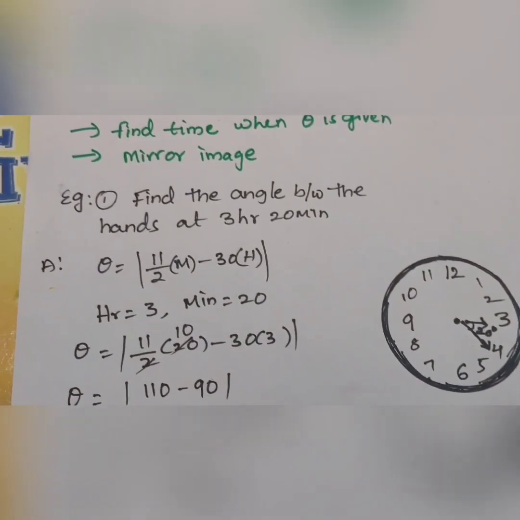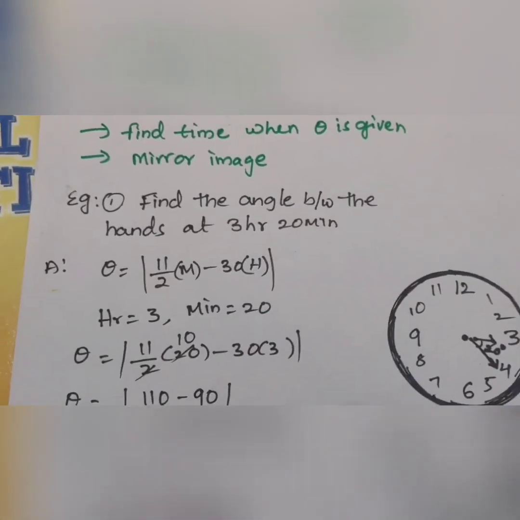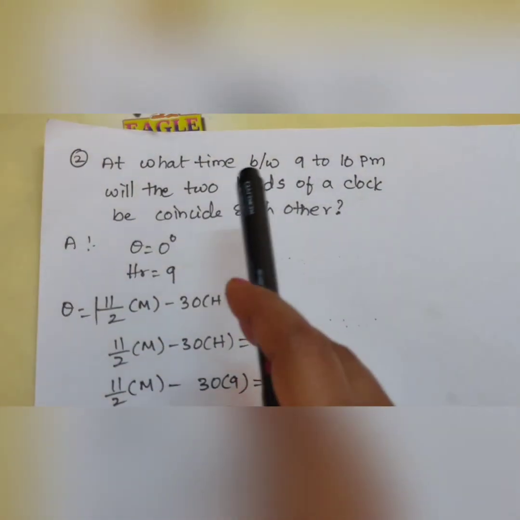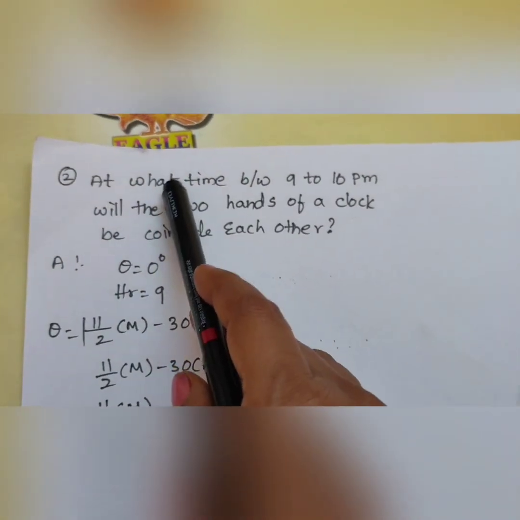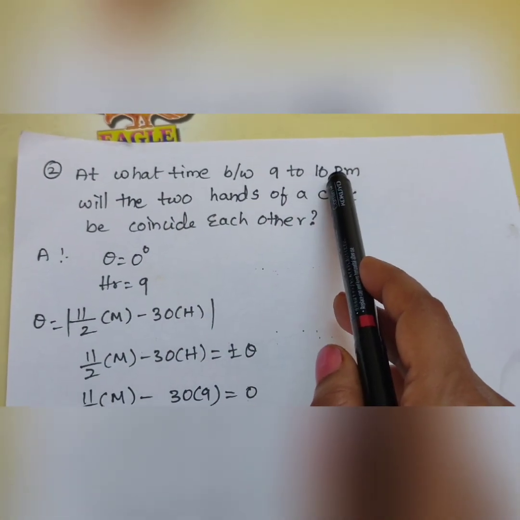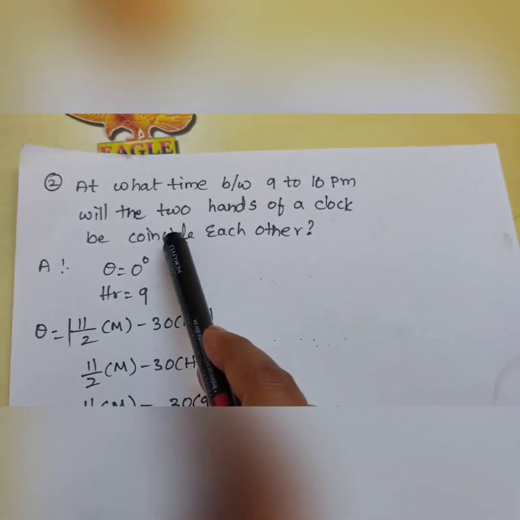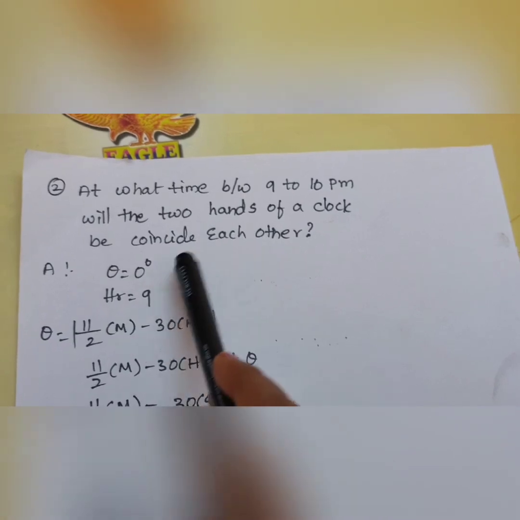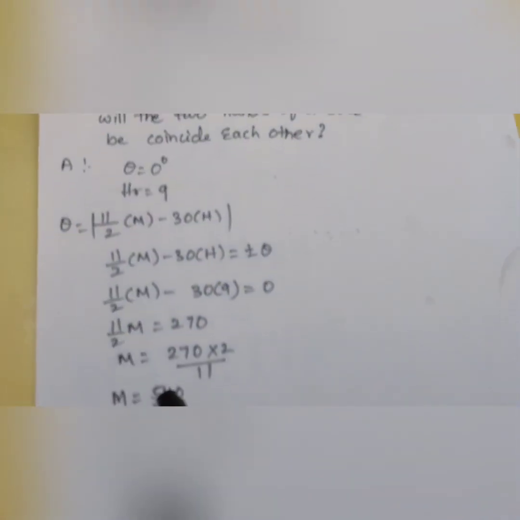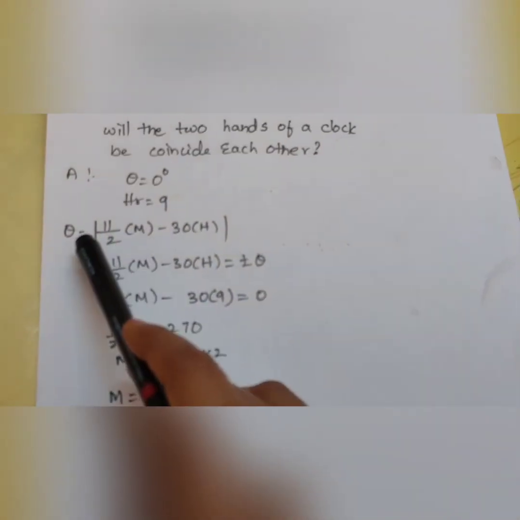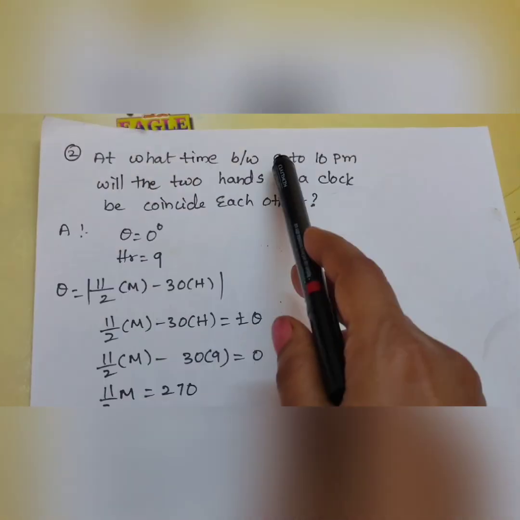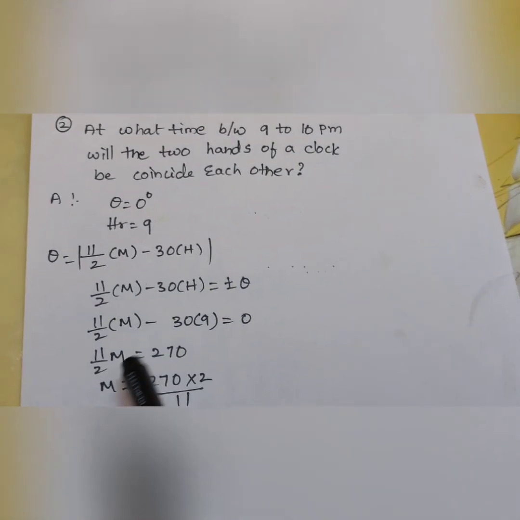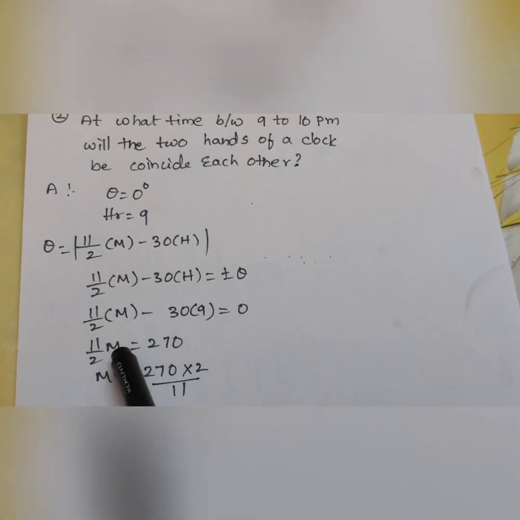Okay, now we'll look into the next problem. Here we find the time between 9 and 10 p.m. at which the hands coincide. By using this formula, just substitute the initial time, h as 9, and solve for m. Here we need to find the minutes.